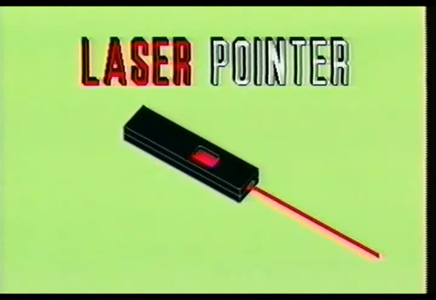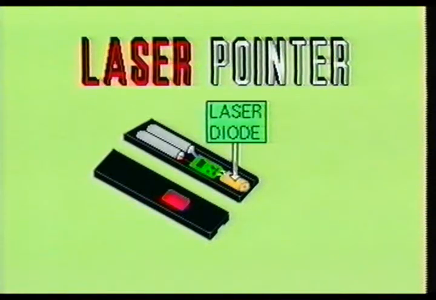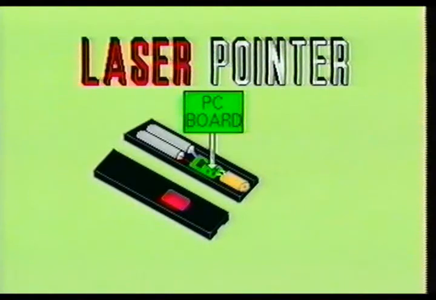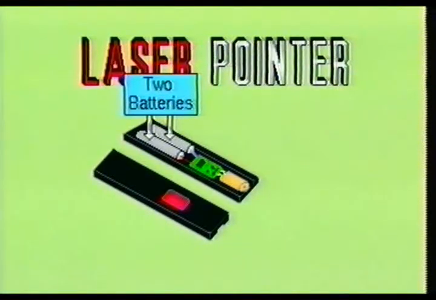Here you see a typical laser pointing device. These laser devices are frequently used in sales meetings, seminars, classroom instructions, or any place where a person needs to point out a particular point of interest. Inside the laser device, you will see the laser diode, a small printed circuit board which contains the control circuitry for the laser device, a push button to turn the device on, and 2 batteries. The batteries, of course, are the power source for the laser pointer.